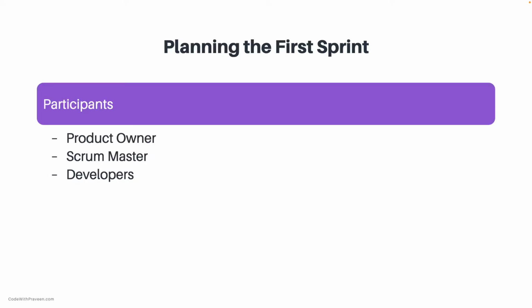When it comes to the participants involved in sprint 0, it is going to be a team effort. Hence, all the Scrum team members, namely product owner, Scrum Master, and developers are going to be part of this kickstart meeting.